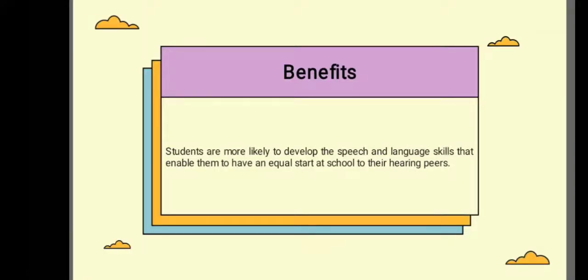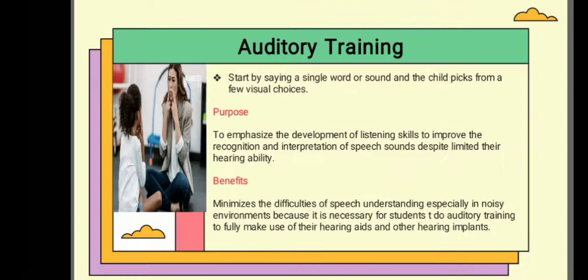The benefits of the auditory verbal approach can make an impact for children with hearing loss since they are developing their speech and language skills in order to have equal opportunities just like other children. So next is the auditory training. What is auditory training? It is an intervention that solely aims to help individuals who have hearing loss and give support in order for them to improve their skills and speech understanding.